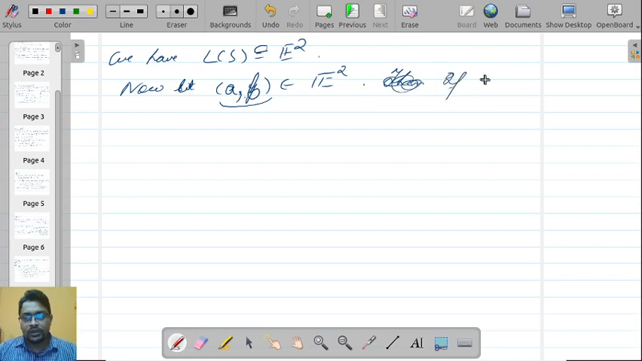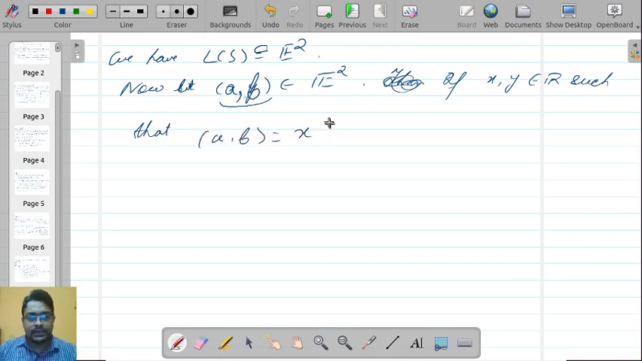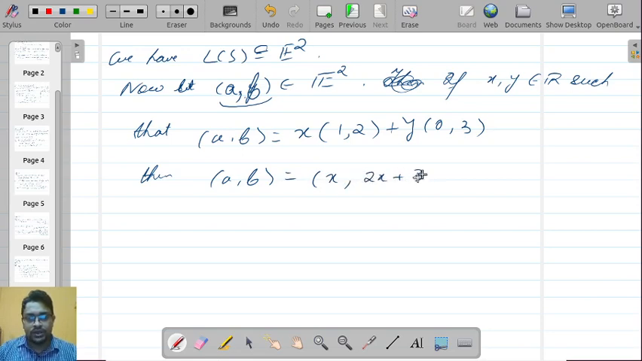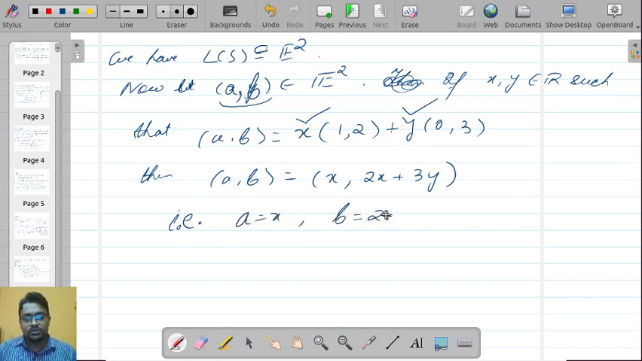If x, y belong to R such that (a, b) is equal to x into (1, 2) plus y into (0, 3), then (a, b) is equal to (x, 2x + 3y). Our intention is to find whether it is possible to get such x and y. If it is possible, then any element here can be written as a linear combination of (1, 2) and (0, 3). So that is a equal to x and b equal to 2x + 3y.